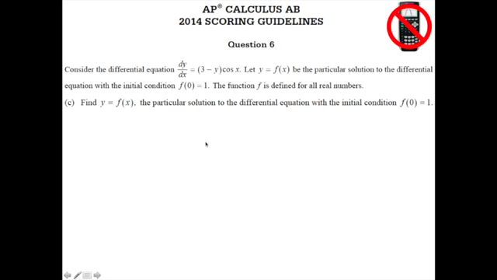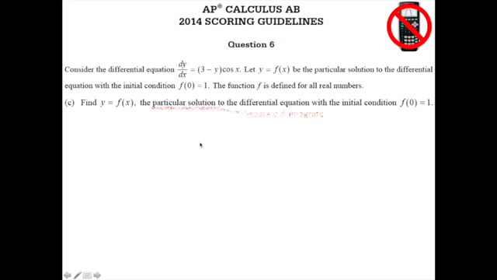For part C, it says find the particular solution to the differential equation with that initial condition, x equals 0, y equals 1. This is kind of the meat and potatoes, so to speak, of question 6. It's probably worth 6 of the 9 points. So the more you can do here, the better.